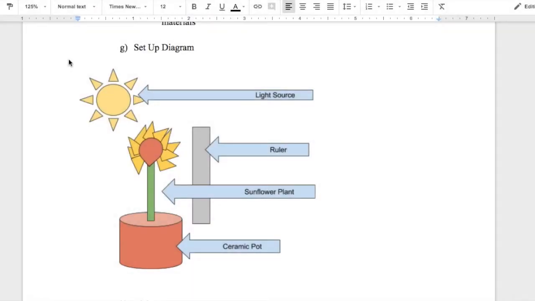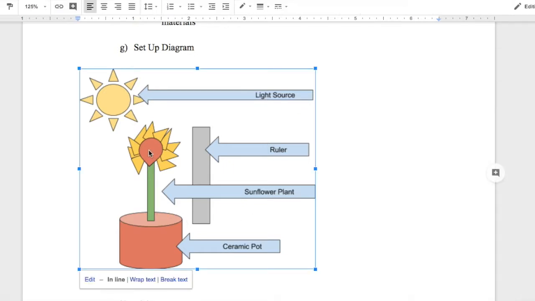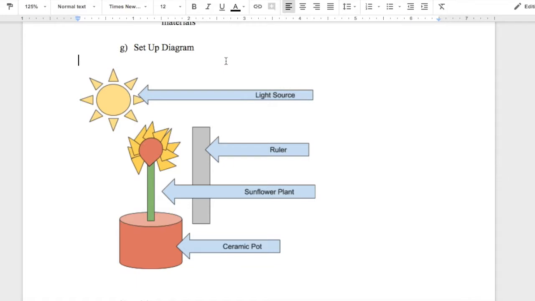So after the procedure comes the setup diagram. In the setup diagram, you only must illustrate how you're going to measure what you're measuring. So for example, as you can see, there's a ceramic pot, the plant is right here, and I'm going to use a ruler to measure the height, and I'm also indicating the light source. Make sure you do not take a picture of your materials, because that's not what setup diagram is. You must only take a picture of how you're going to measure what you're measuring.